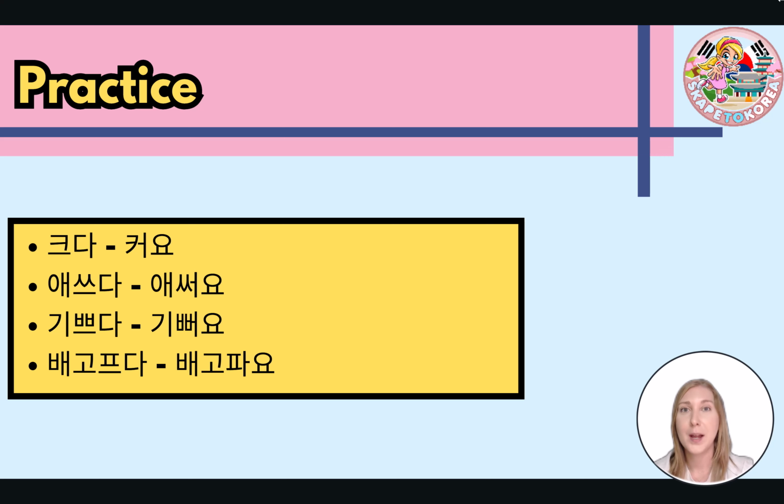The last one, 배고프다, 배고, and then ㅍ. Then we're looking at what the last vowel is that's left. So we're not caring about the first one, we're just caring about the last one. That is ㅗ, and then we're adding 아요, so it's 배고파요.